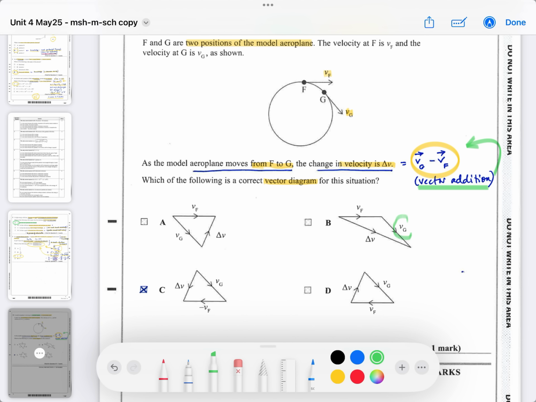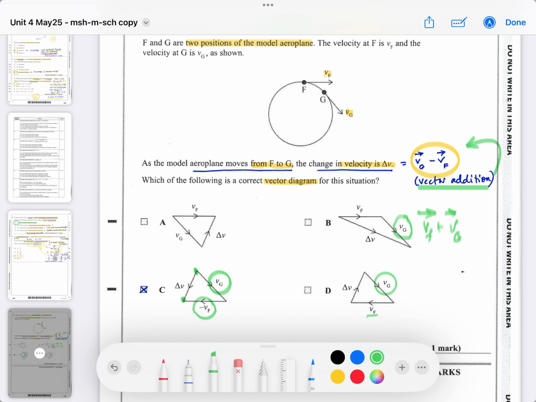This one's going down, this one's going down, and this one's going down. And then we're looking for a negative Vf added to the Vg. So this one is a positive Vf, and this is Vf plus Vg. Can you see? So that's not a minus. This is the only one which has Vg minus Vf, which means we started there and we finished there.